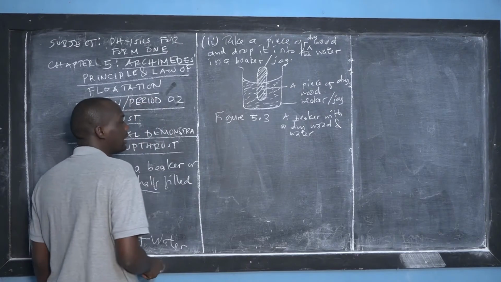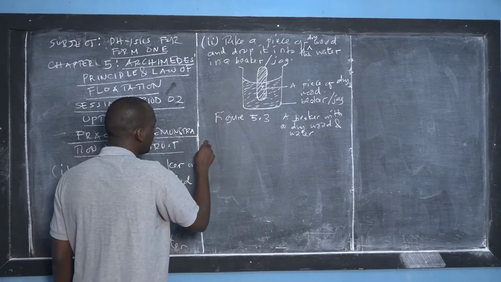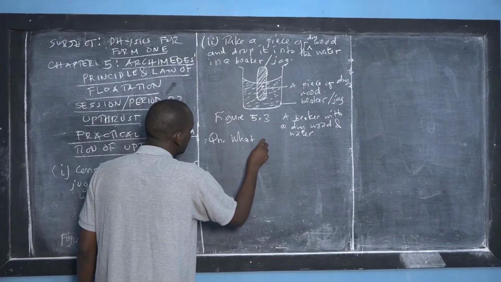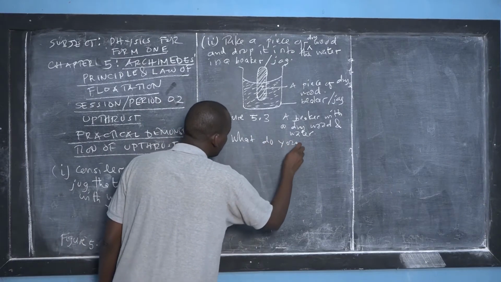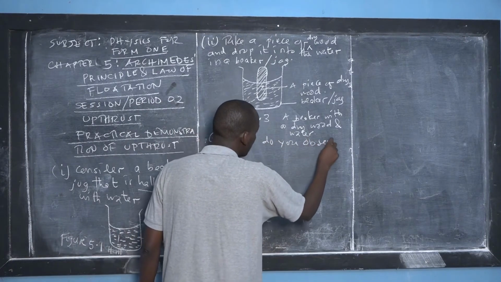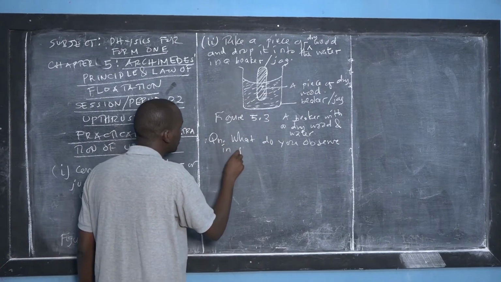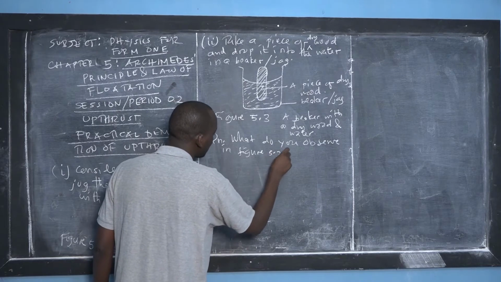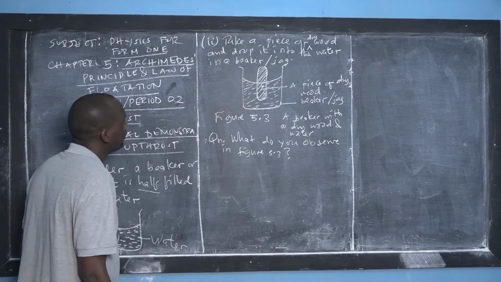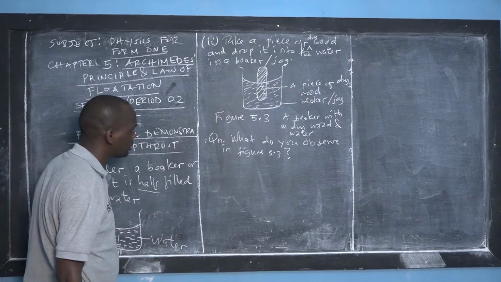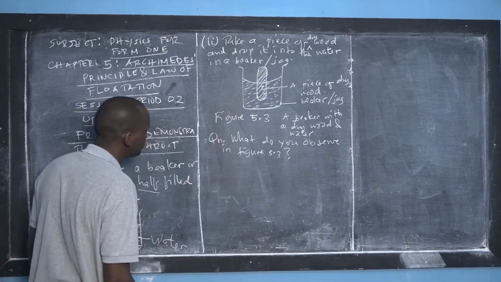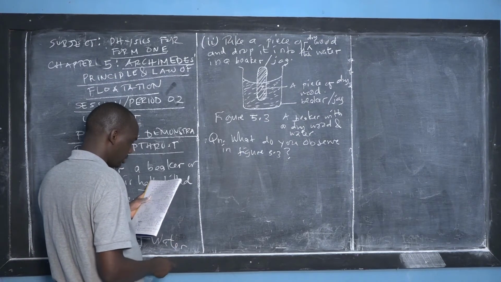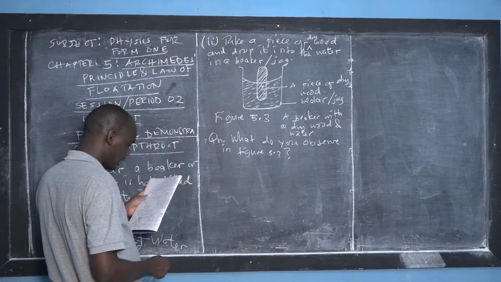So what do you observe there? Or what you can observe there? Okay? So this is the question. What do you observe? Unaona nini? Do you observe in figure 5.3? So you may observe that here we have two forces acting on the dry wood. Okay? So we say that there are two forces acting upon the dry wood.